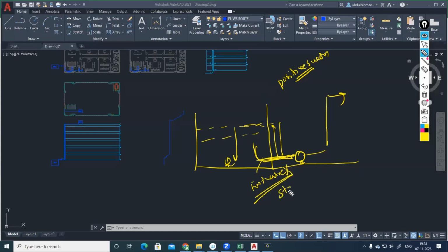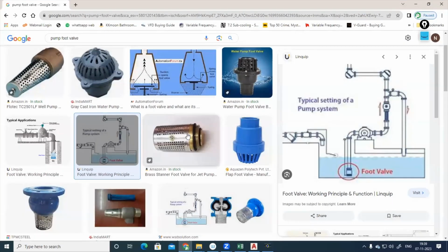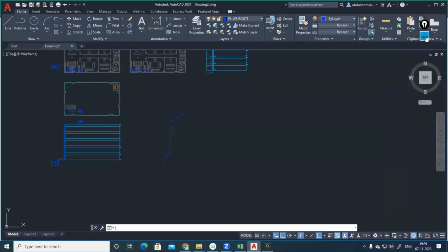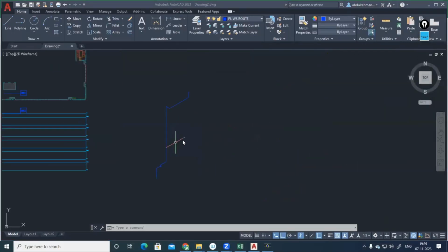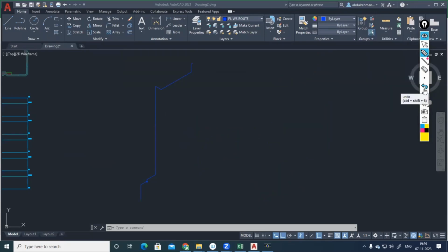But a strainer has to be provided. A strainer means contamination and dirt should not enter the pump body. So that's why a strainer like this has to be proposed. Foot valve is not mandatory. So in this side, when you are considering this loop, here we will be having a foot valve because this is negative suction only.